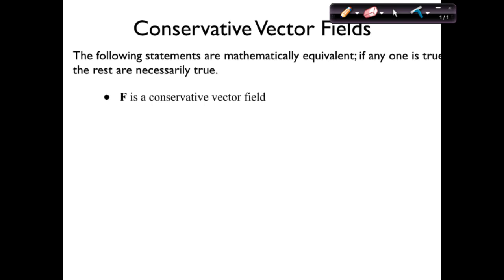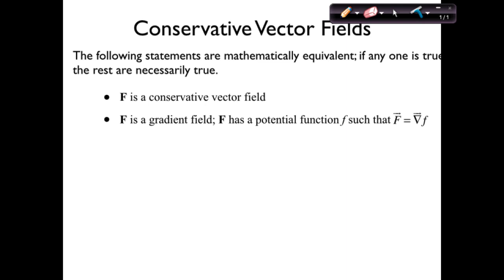So F is a conservative vector field, okay? If F is a conservative vector field, then F is a gradient field, meaning it has a potential function f such that the field is the gradient of f.